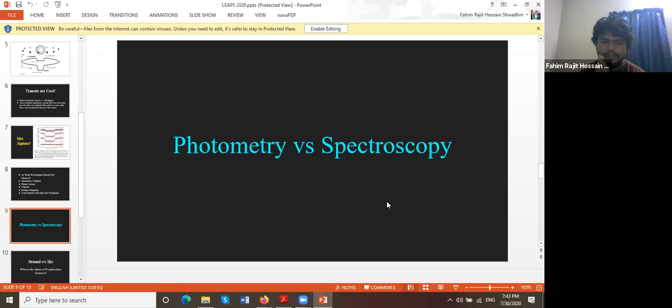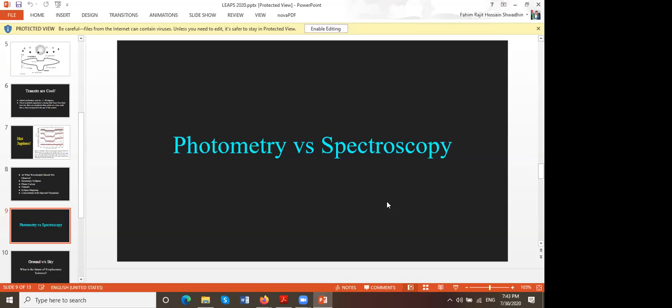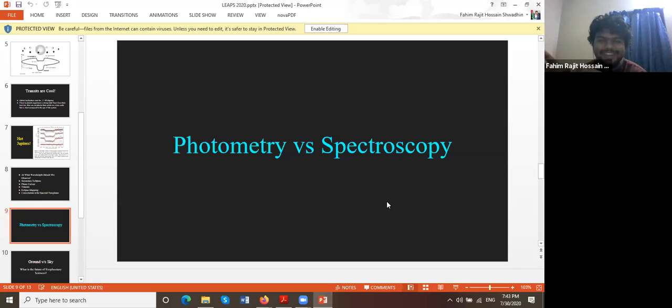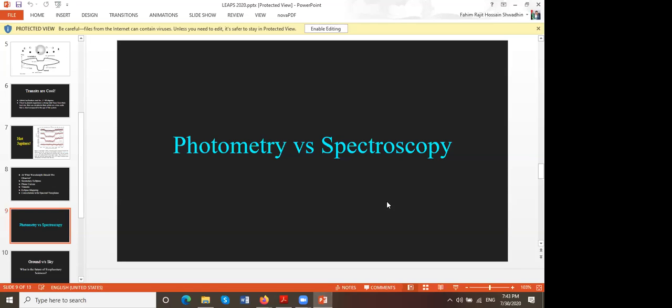Photometry or spectroscopy? Which method do you want to use in atmospheric science, or exoplanetary science? I mean, you need to do both. You want to do photometry to detect the planet, and then spectroscopy to characterize the planet. But we're talking about the atmospheric science of exoplanets. So which method do you prefer?